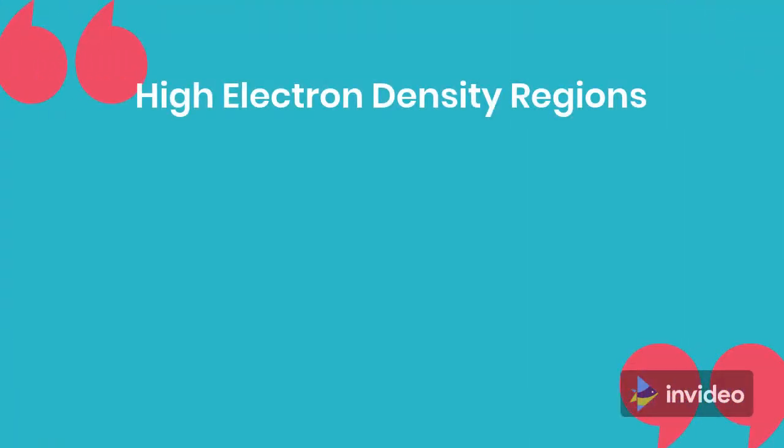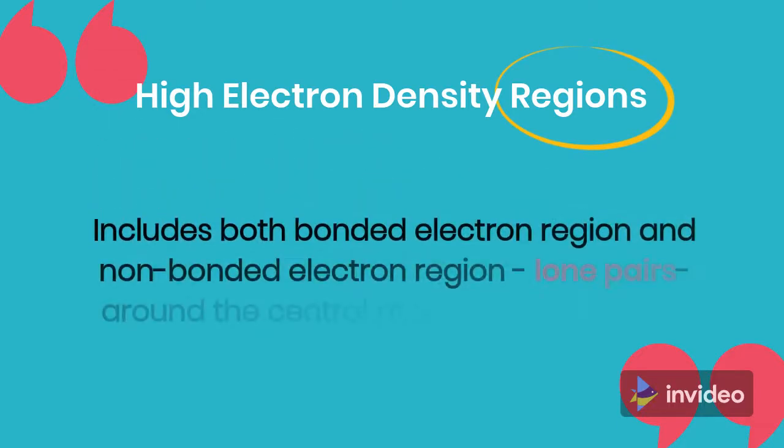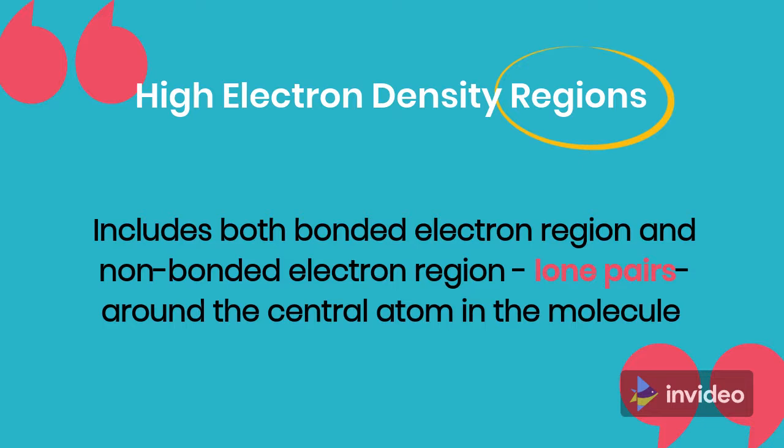Now, what do we mean by high electron density regions? First of all, we have to remember that we are focusing on the electrons around the central atom of the molecule. So the high electron density regions are representing electrons around the central atom, whether these electrons are bonded electrons or non-bonded electrons known as lone pairs.